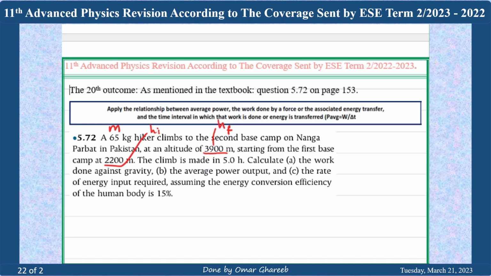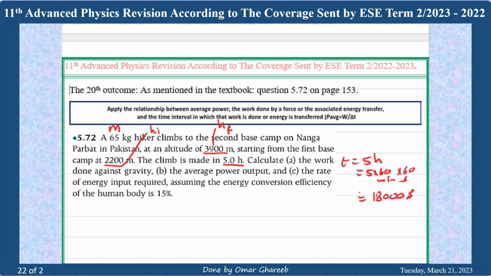The climb is made in 5 hours. This is the time. Time equals 5 hours. That is 5 times 60 minutes times 60 seconds. How much is it? Please say. 18,000 seconds. Okay.